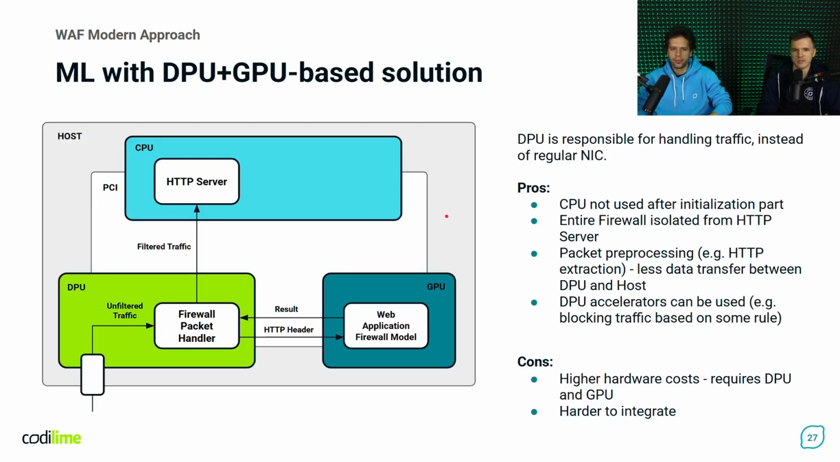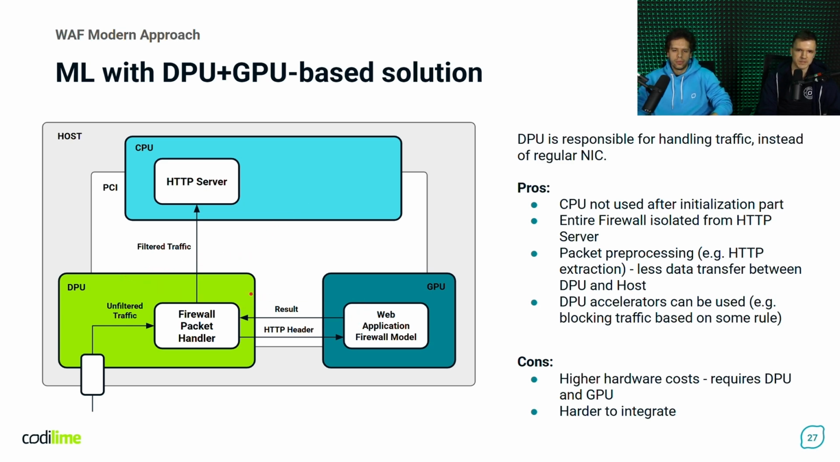So moving on to our web application firewall. How have we used the DPU? First we replaced the regular NIC with the DPU, and thanks to those ARM cores that come with the DPU, we're able to move the CPU firewall packet handler to the DPU. Thanks to that, the CPU is not used for the firewall at all after the initialization part, which still requires the CPU, but for the data plane it's not used.